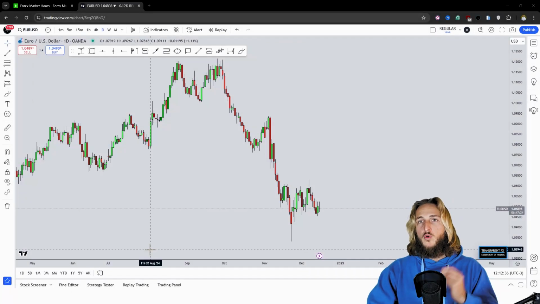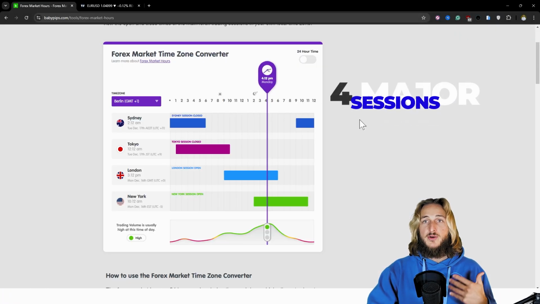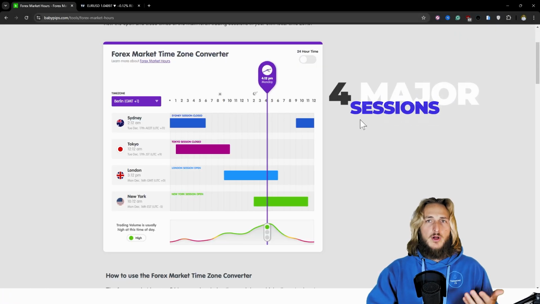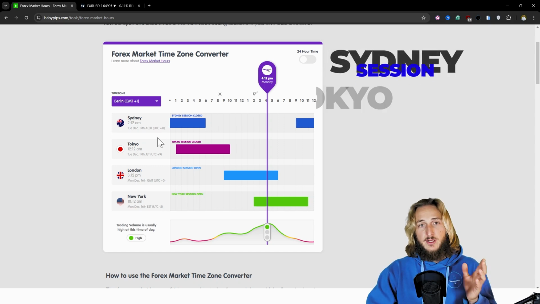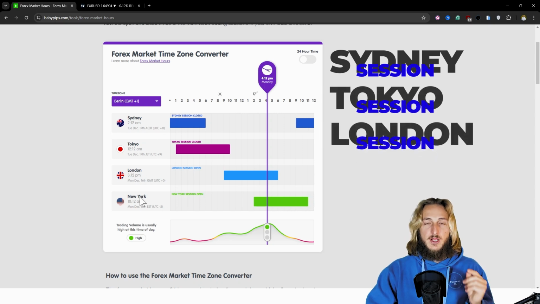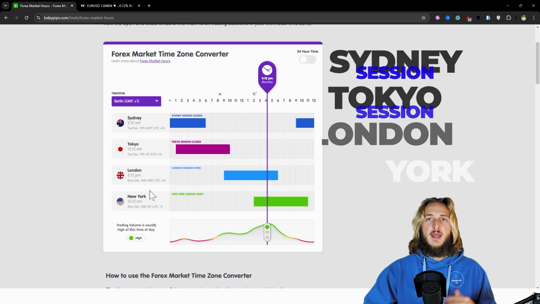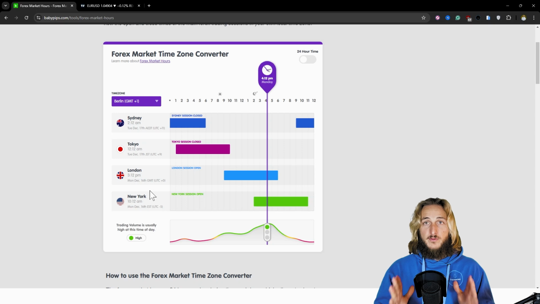Now, first of all, which are the 4 major Forex sessions? Well, we all heard of them already, probably. The 4 major sessions are the Sydney session, Tokyo session, London session, and New York session. And it is very important, first of all, to clarify the major difference between these sessions. These are obviously the different markets.